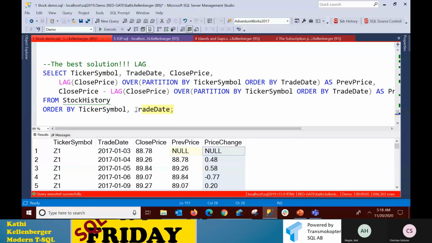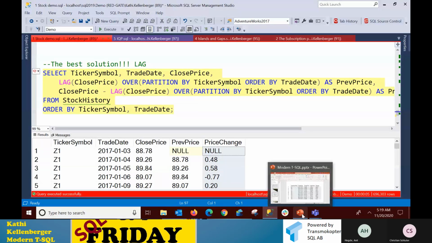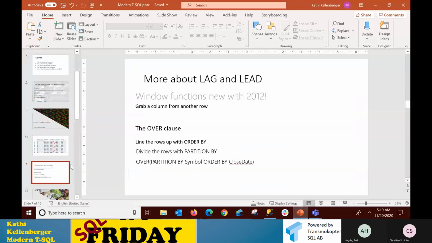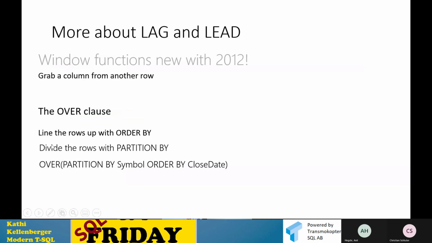So this is one of those windowing functions that I talked about at the beginning that have been most of what I presented on in the last 8 years. So I want to talk a little bit more about that. I just showed you that over clause, but this is something new with 2012.